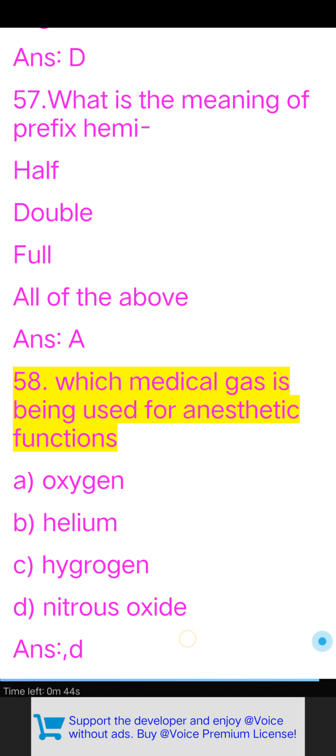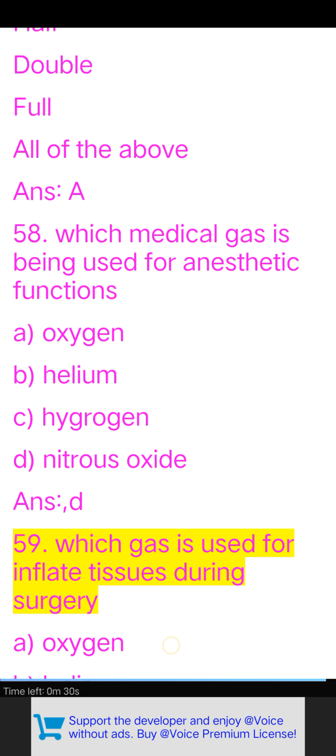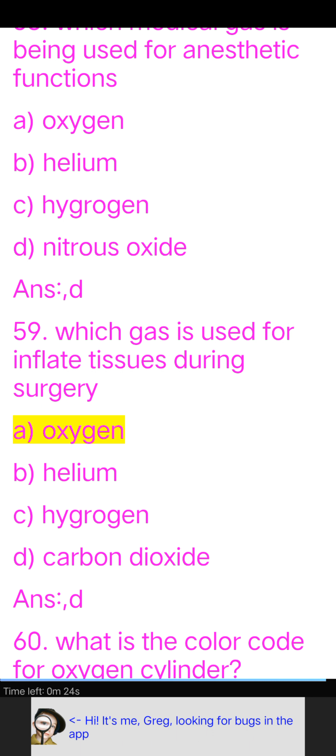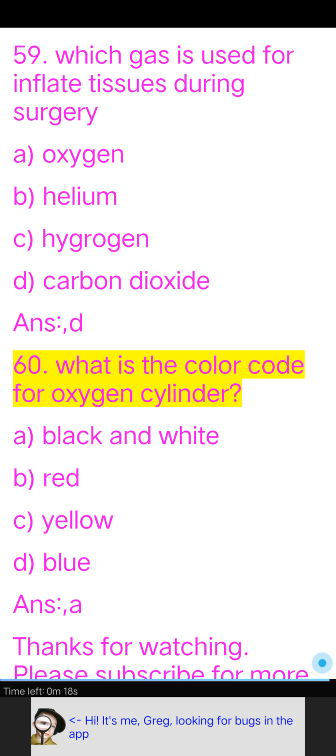58. Which medical gas is being used for anesthetic functions? A. Oxygen. B. Helium. C. Hydrogen. D. Nitrous oxide. Answer: D. 59. Which gas is used for inflate tissues during surgery? A. Oxygen. B. Helium. C. Hydrogen. D. Carbon dioxide. Answer: D.